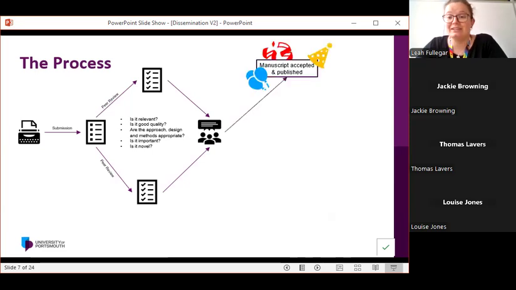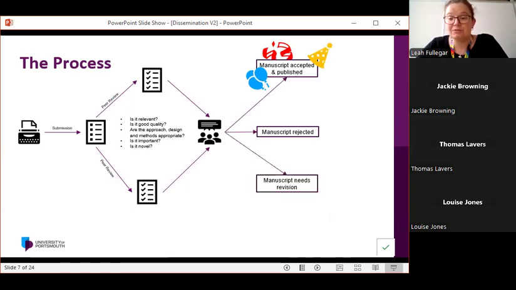This will either be manuscript accepted and published, which is fantastic. It's when we all celebrate and have a party. It might be manuscript rejected. If this happens, there may be comments explaining why this was rejected. Sometimes there'll be a suggestion of other places you could attempt to publish this where it may fit better. Or they'll say that it needs revision or needs some improvements before they can publish.